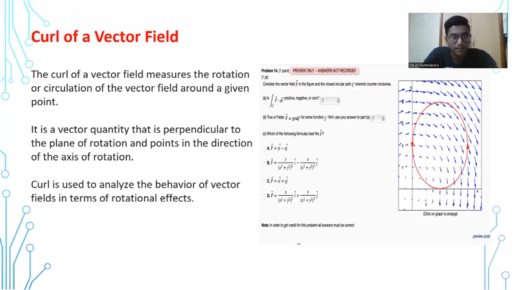Next, curl of a vector field. The curl of a vector field measures the rotation or circulation of the vector field around a given point. It is a vector quantity that is perpendicular to the plane of rotation and points in the direction of the axis of rotation. Curl is used to analyze the behavior of a vector field in terms of rotational effect.